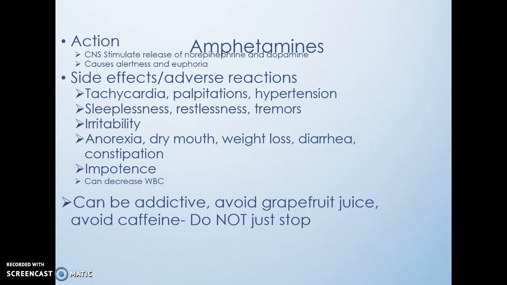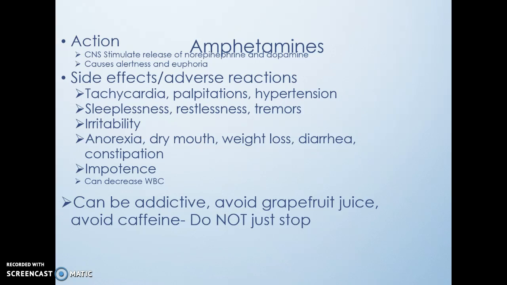So we use amphetamines. This is going to be your drug card. Remember, we have amphetamines and then we have amphetamine-like drugs, okay? These stimulate the release of norepinephrine, epinephrine, and dopamine, hopefully to cause alertness, but it can cause euphoria as well. So we do sometimes have issues with abuse for these medications. Most of them are controlled substances.